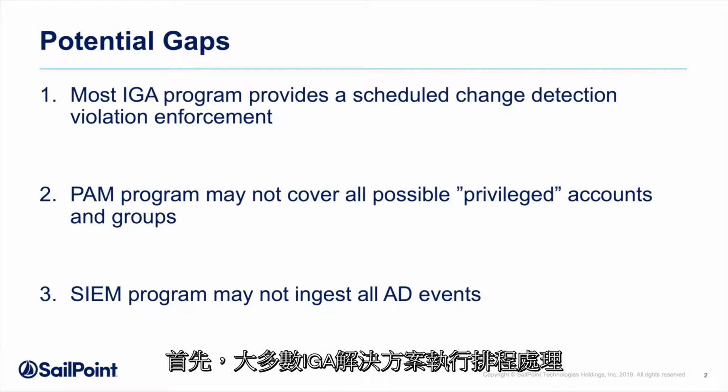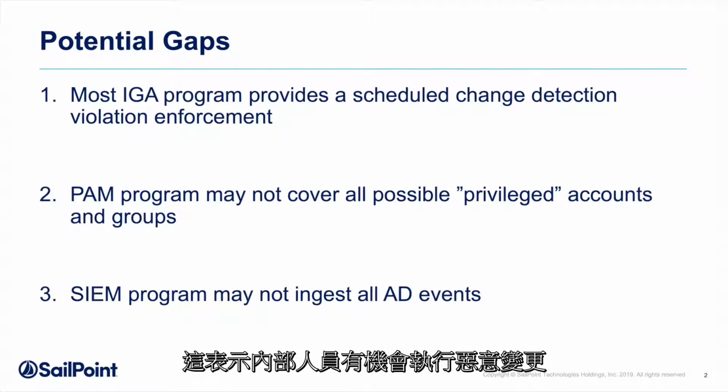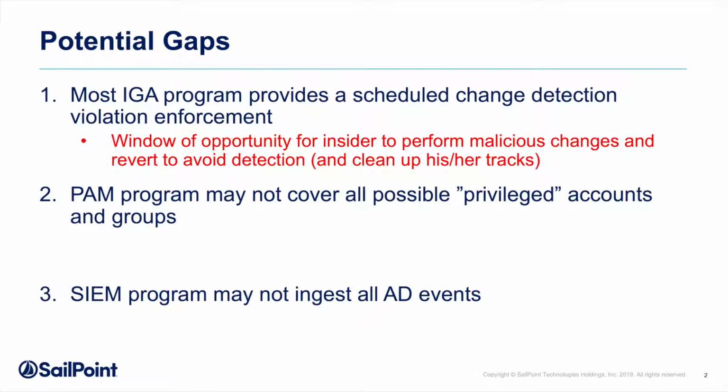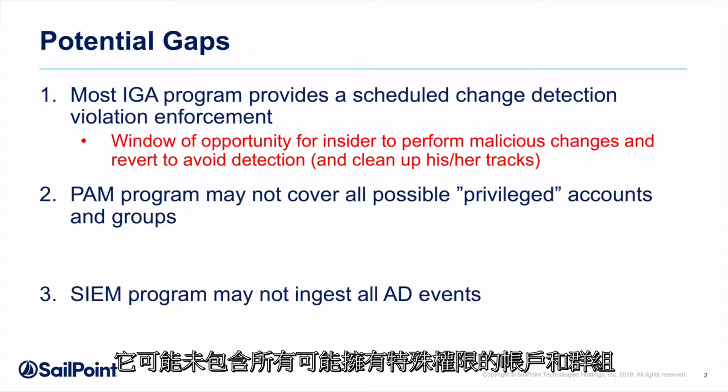First, most IGA solutions perform scheduled processing. This means there is a window of opportunity for an insider to perform malicious changes and revert them back to avoid detection. Second, from a PAM perspective, it may not cover all possible privileged accounts or groups.